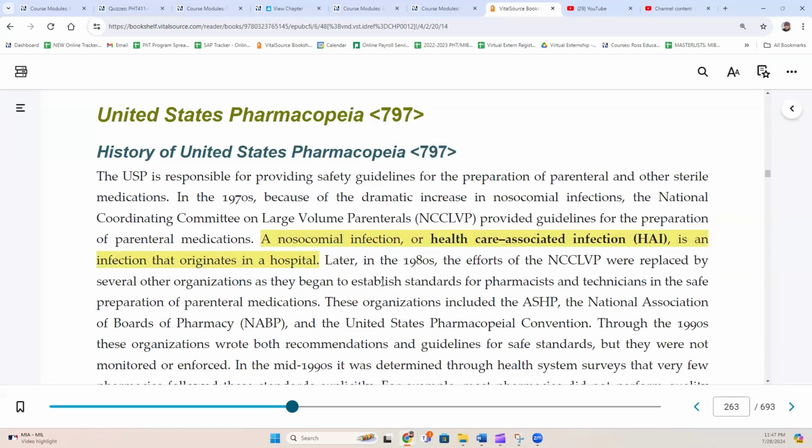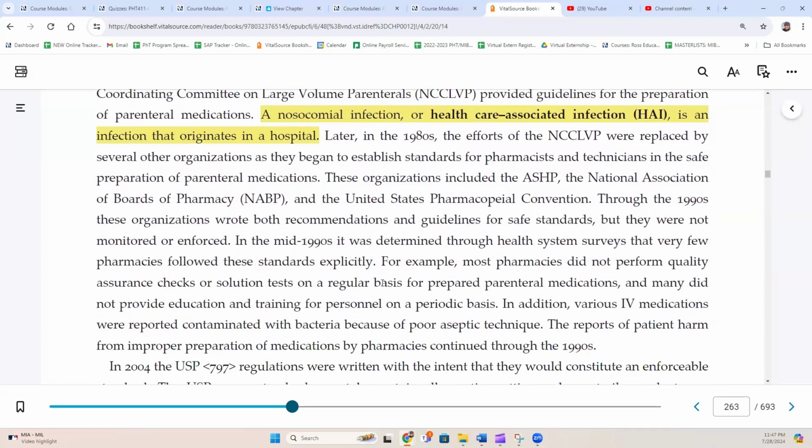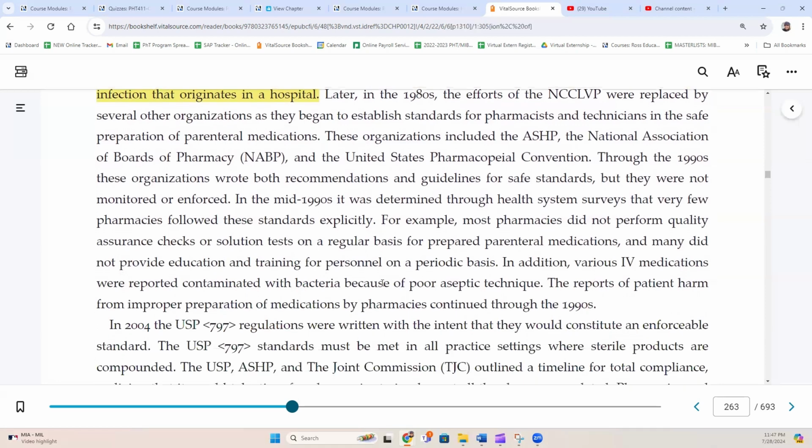Later in the 1980s, the efforts of the NCCLVP were replaced by several other organizations that began to establish standards for pharmacists and technicians in the safe preparation of parenteral medication. These organizations include the ASHP, the National Association of Boards of Pharmacy, and the United States Pharmacopoeial Convention. Through the 1990s, these organizations wrote both recommendations and guidelines for safe standards, but they were not monitored or enforced.